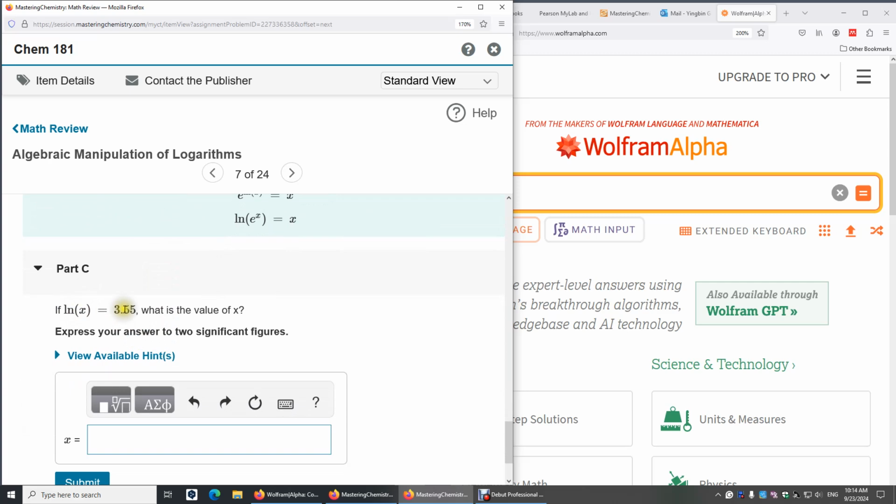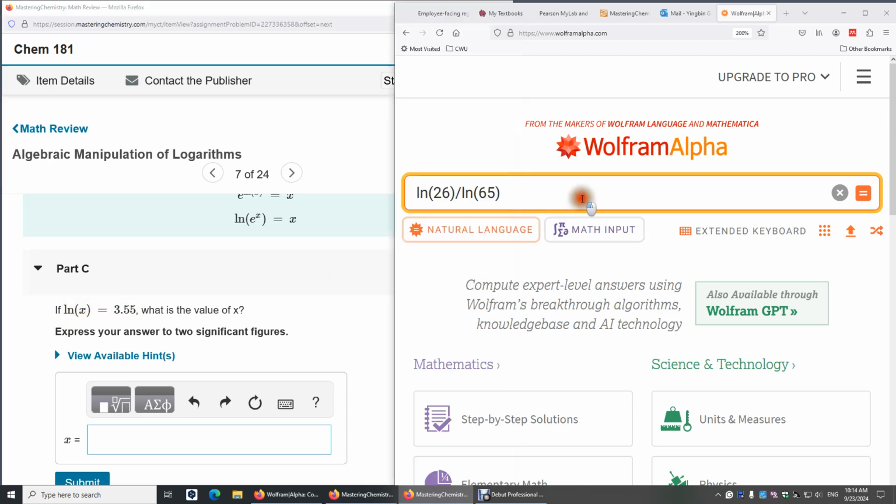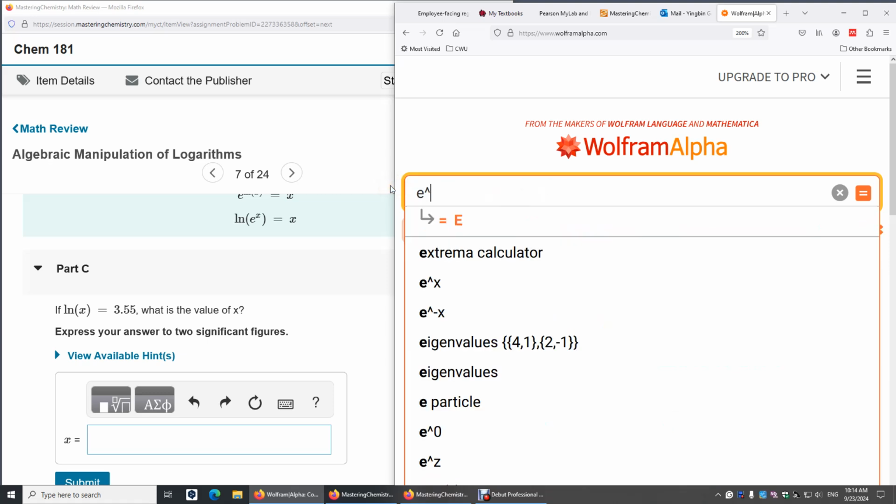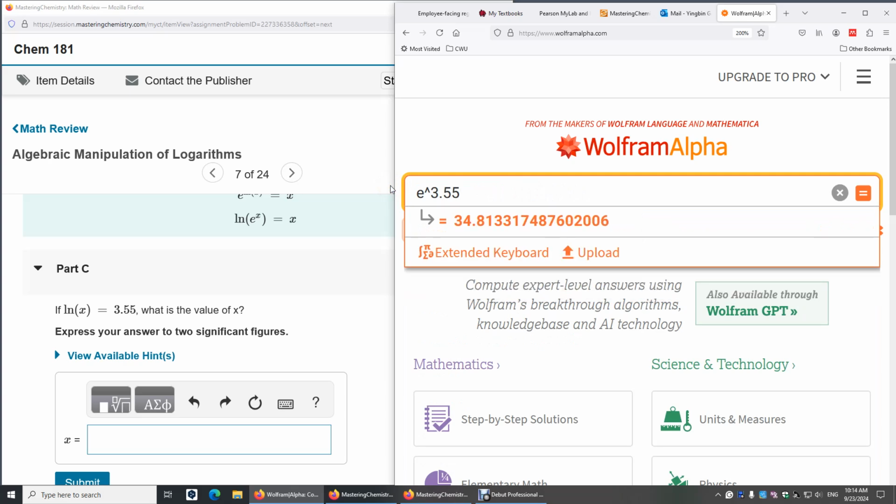Now if ln x is 3.55, what's the value of x? Again, you can just use your calculator. What I would do is I would have e to the power of ln x is equal to e to the power of 3.55. And also we notice e to the power of ln x is simply x. So x is e to the power of 3.55. So we have the answer here. It's 34.8. With 2 sig figs, it's going to be 35. Another way to tackle this, if you do remember the value of e, this is the value of e, I think, and then you get the same answer, 35.